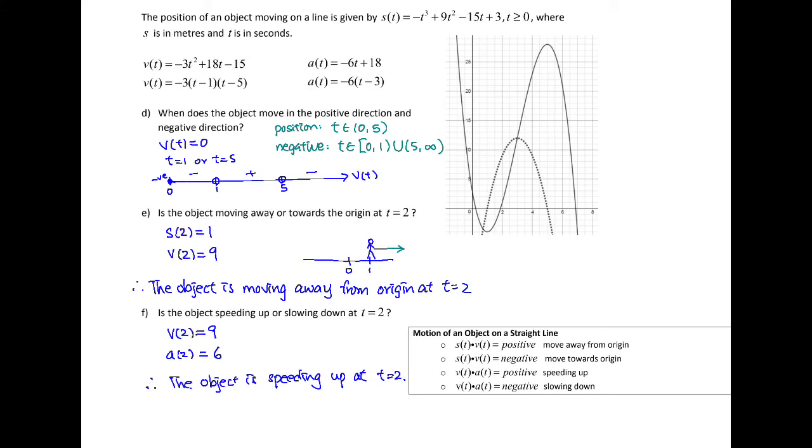Now, let's make a summary about the motion of an object. When the s(t) function times the v(t) function, the product is positive, that means you're moving away. When you have a product of a negative, that means you're moving towards the origin. Now, when you are multiplying the velocity function and acceleration function, if the value is positive, it means you're speeding up. If the value is negative, that means you're slowing down.